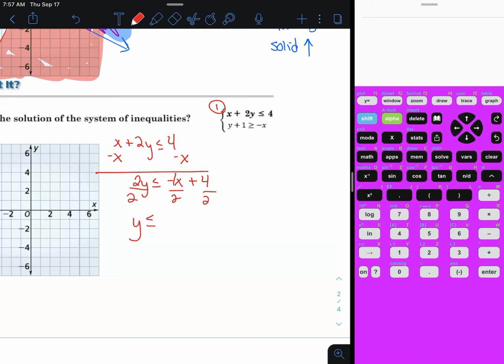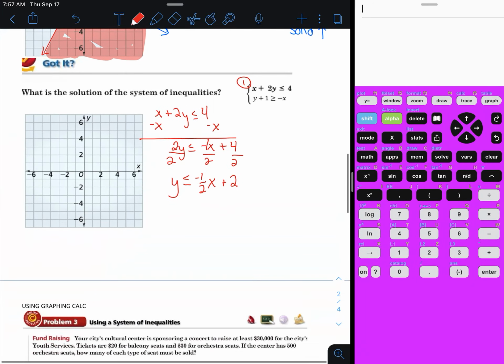There's a 1 hiding here. So this is negative 1 half x. 4 divided by 2 is 2. Now that y is by itself, I see another y equals mx plus b. That's going to be a straight line.